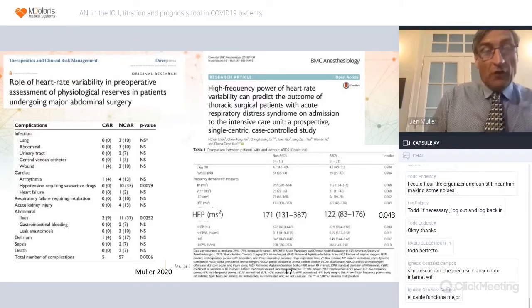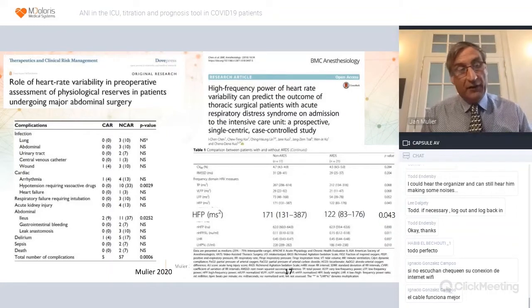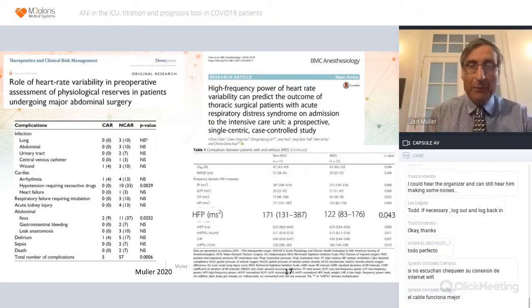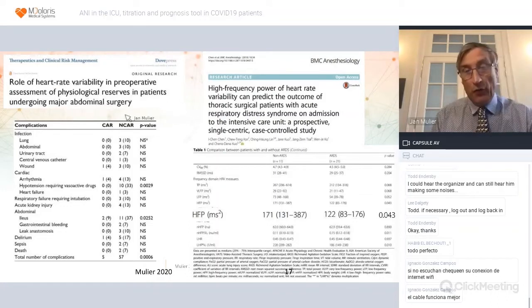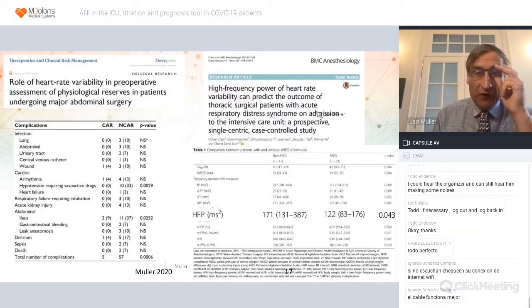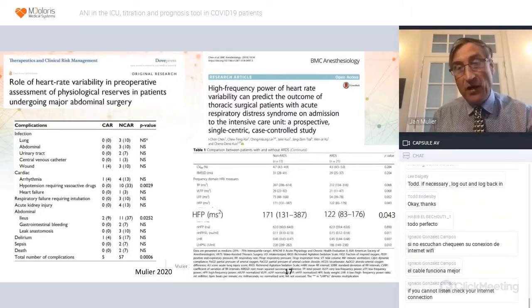Now, heart rate variability is a way to measure this sympathetic tone, and correspondingly the parasympathetic tone, being the opposite of the sympathetic tone. And what we can see is that assessing heart rate variability gives a good idea of the complications happening in major abdominal surgery. Also in thoracic surgical patients, we've seen that the high frequency power of heart rate variability can predict the outcome.